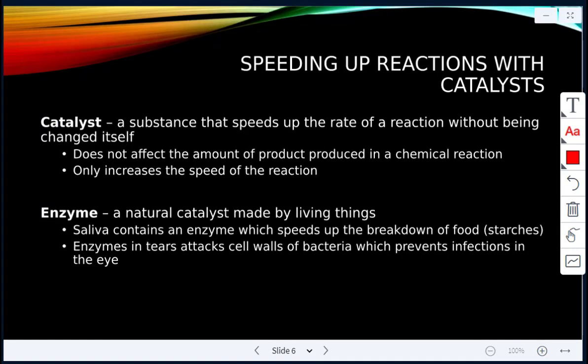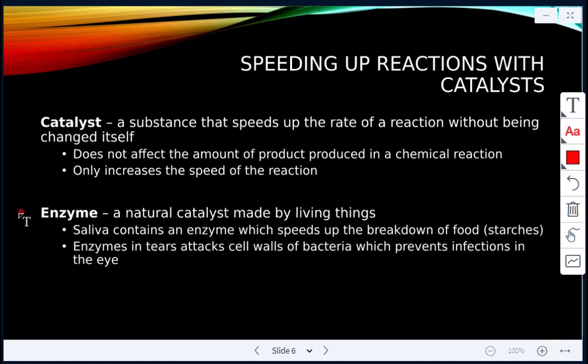Okay, next we're going to talk about catalysts. So, speeding up reactions with catalysts. A catalyst is a substance that can speed up the rate of a reaction without being changed itself. So basically, it could be added to a reaction. It won't affect the amount of product produced in a chemical reaction. All it's going to do is increase the speed of the reaction, all right? It's not going to do anything else to the reaction.